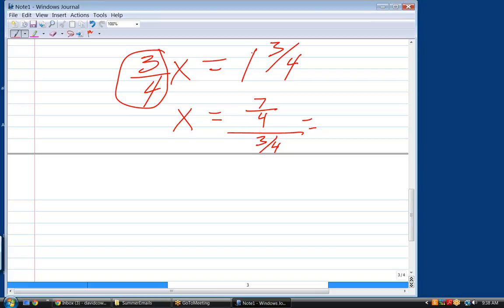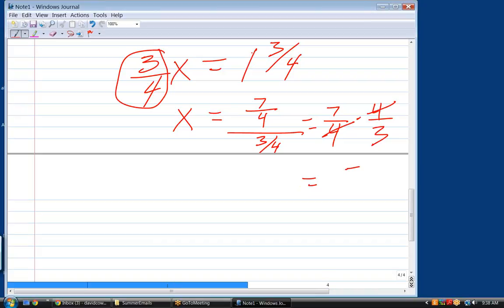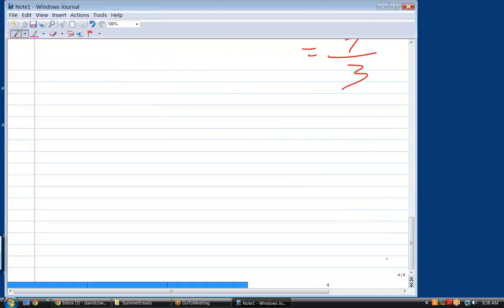The 4 stays the same, right? Well, no. Let's make this a multiplication problem. So it becomes 7/4 times what? 4/3. Right. In other words, flip the bottom and multiply. That way it turns all division problems into multiplication problems, which are a lot easier.